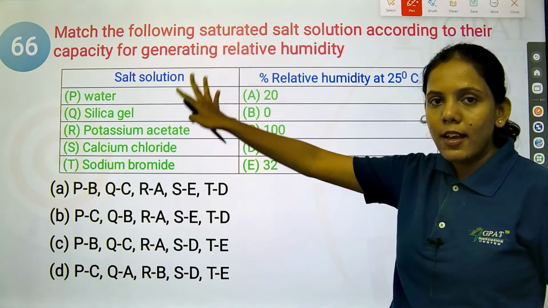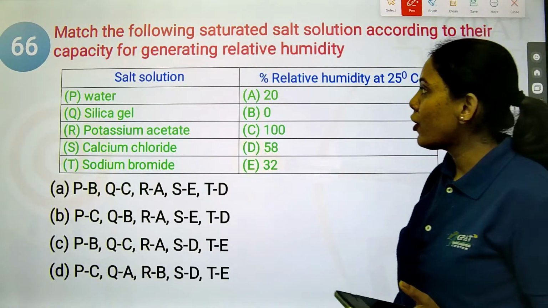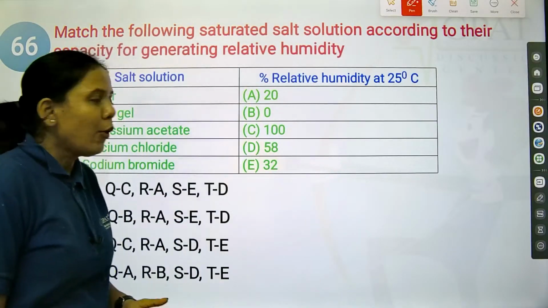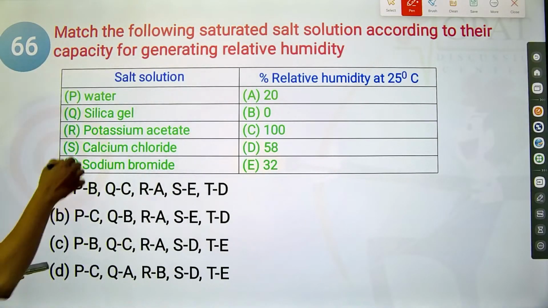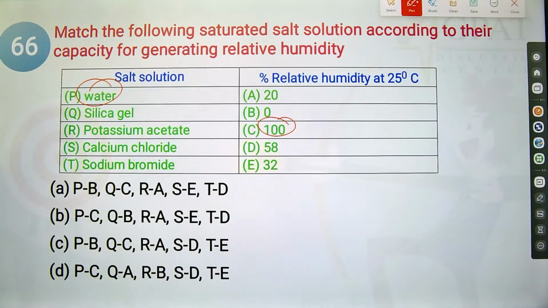Not only salt, some solutions are given, and percent relative humidity. The capacity for generating relative humidity. Now you know water. Water can generate more humidity, so that will be 100. That will be the highest, where you can see P is equal to C. This option is there and this option is there, right?